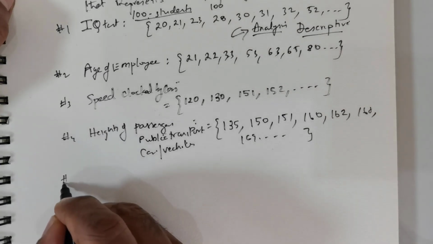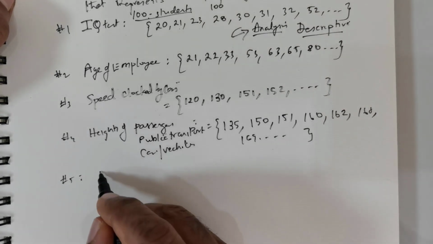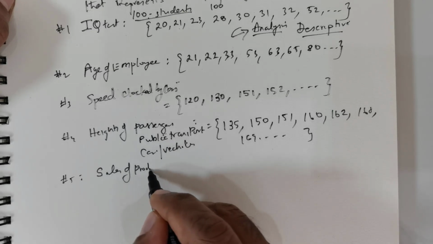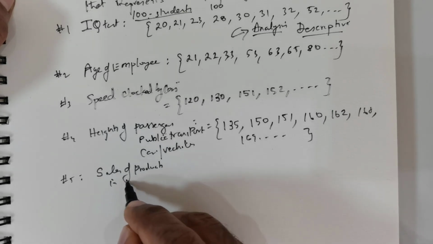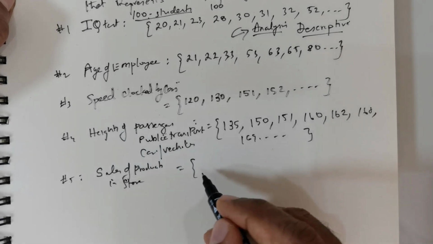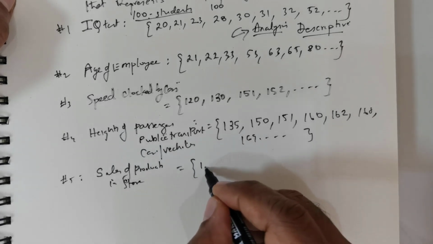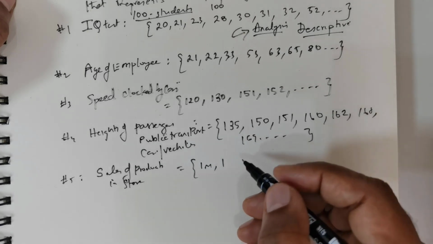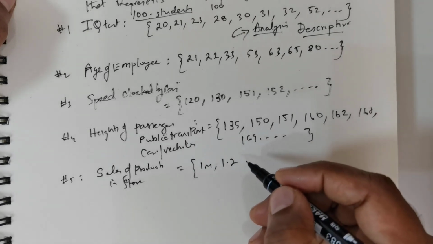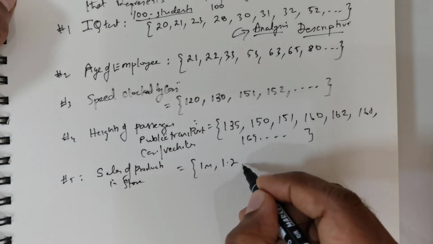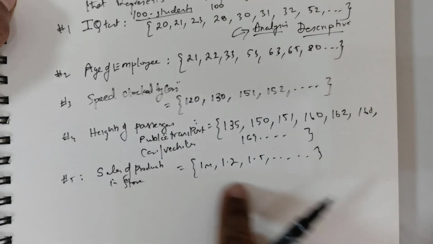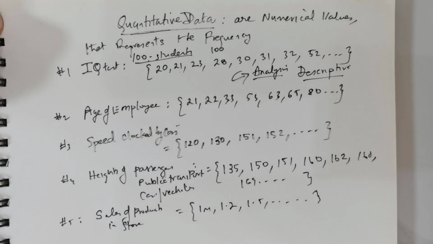The final one is going to be the sales of products in a store. So you got a sales of 1 million of a certain product. It can be for a month, it can be for a week, something like that. So 1.2 million, 1.5 million, and so on and so forth. So these are all different scenarios where we encounter quantitative data.